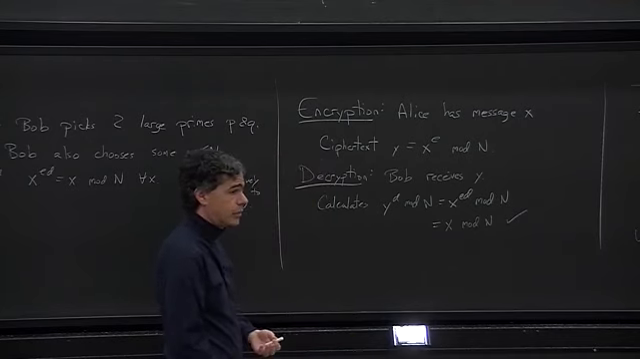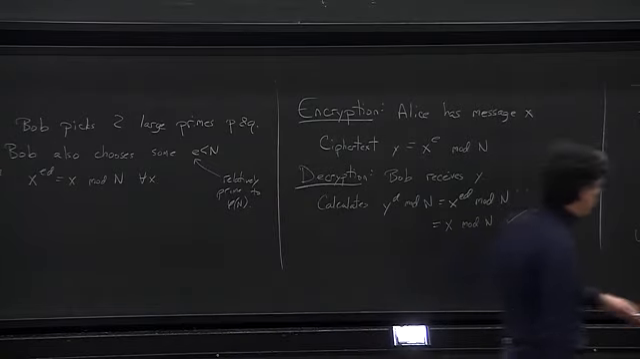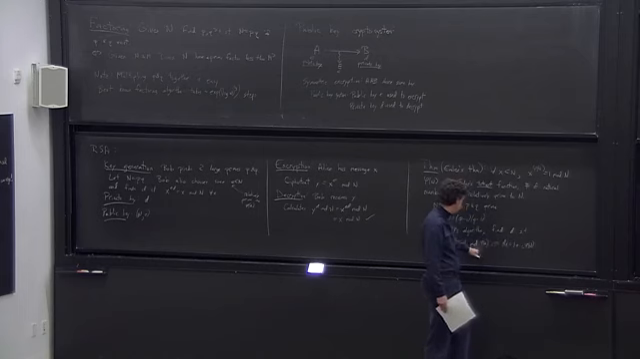Yeah? So is that a C in the last line? 1 plus C times 5n. It doesn't really matter. The point is that's what mod means.